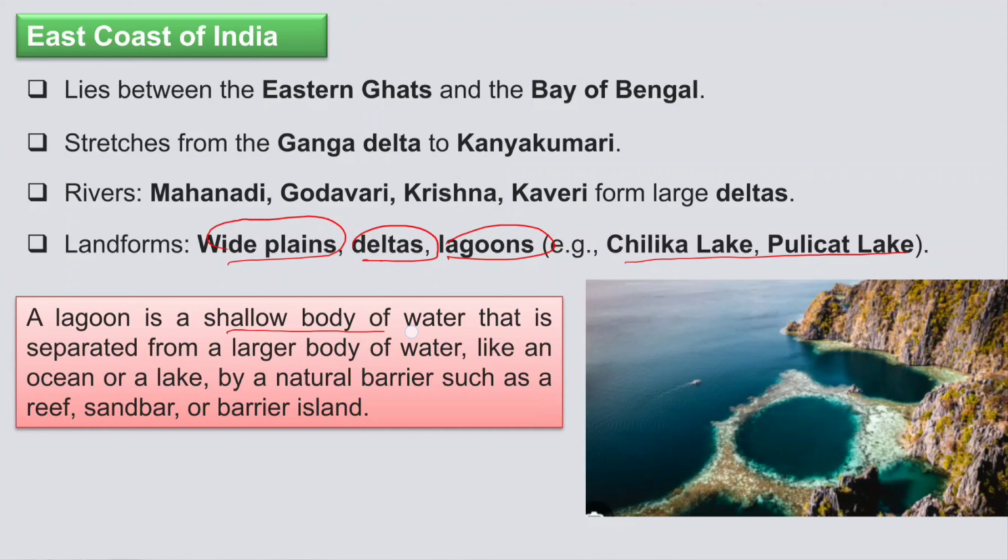A lagoon is a shallow body of water that is separated from a larger body of water like an ocean or a lake by natural barriers such as a reef, sandbar or a barrier island. See, in a sea portion, this is a large sea, but you can see there is a separate part here. This is known as a lagoon. It has been separated by natural barriers such as reef, sandbar or barrier islands. So this cut portion is known as a lagoon. I hope this is clear.